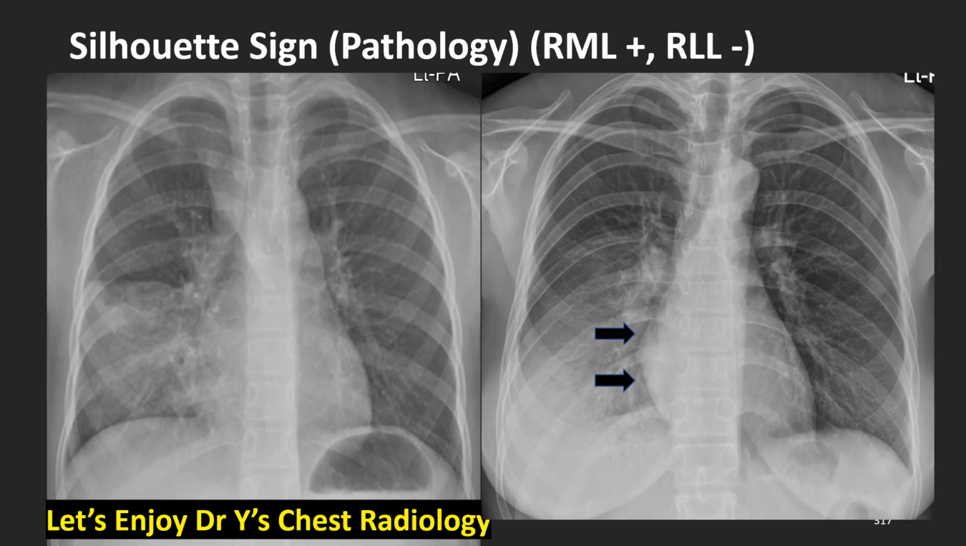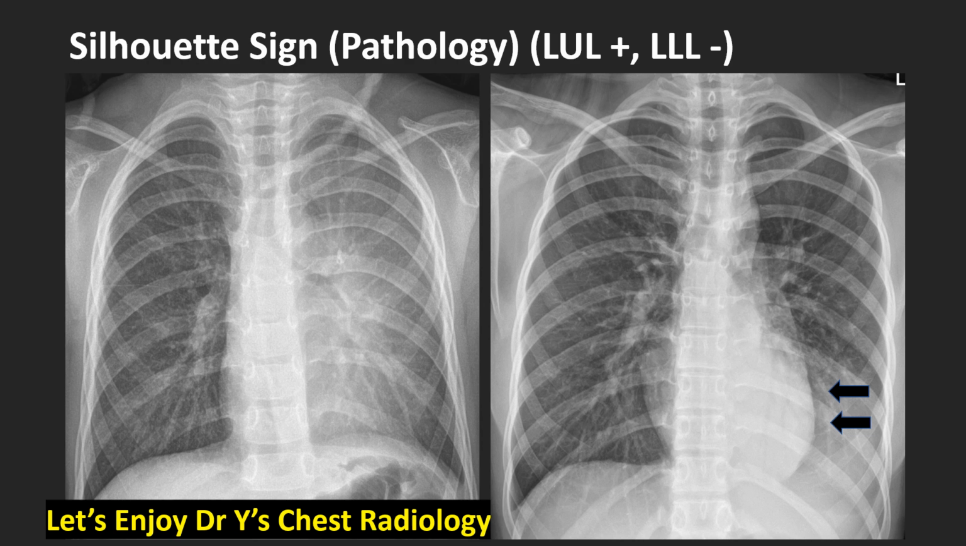Silhouette sign, pathology. Arrows indicate right heart border, preserved right heart border. Left chest radiograph shows silhouette sign positive of right middle lobe pneumonia. Radiograph on right side shows silhouette sign negative of right lower lobe pneumonia. Arrows indicate preserved normal left heart border. Chest radiograph on left side shows silhouette sign positive left upper lobe pneumonia, and chest radiograph on right side shows silhouette sign negative left lower lobe pneumonia.